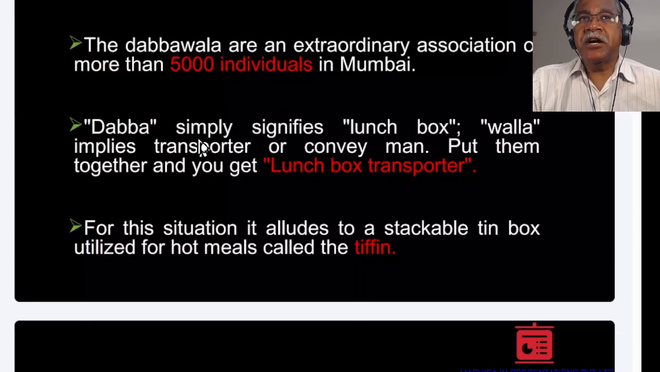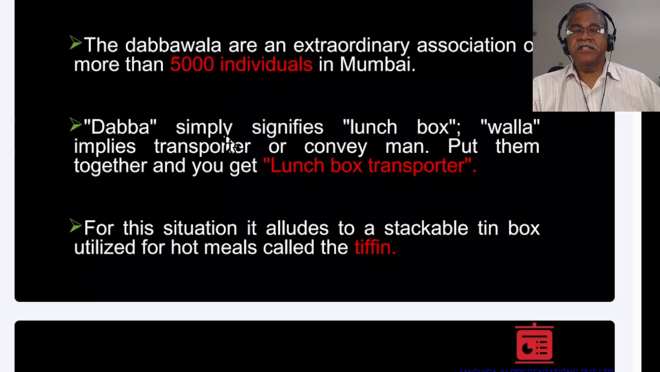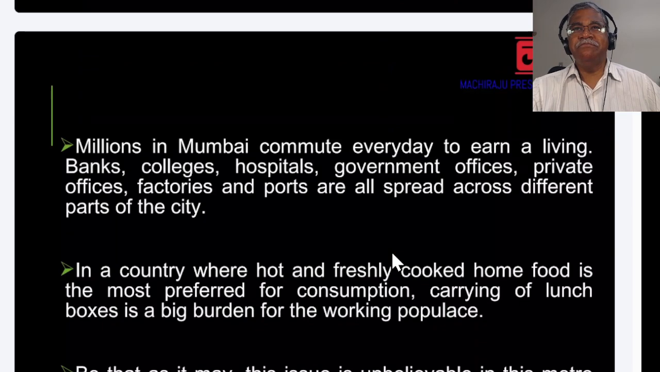So, Dabba just means a lunchbox. Wala means a transporter or the conveyman. So it's a lunchbox carrier. And basically, it's a stackable box, the tiffin, because no self-respecting Indian would say, I'm just going to take a sandwich. That is changing now. Okay, so you have to, but I wanted to give you the basic idea of what it is.